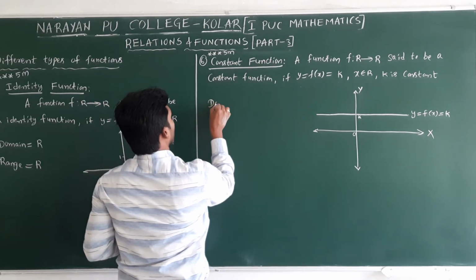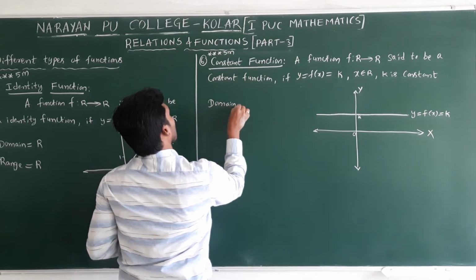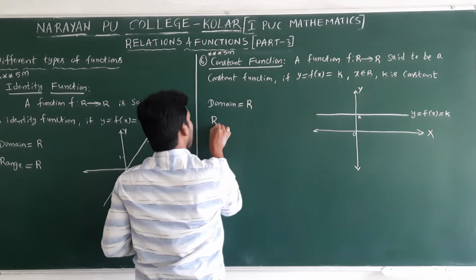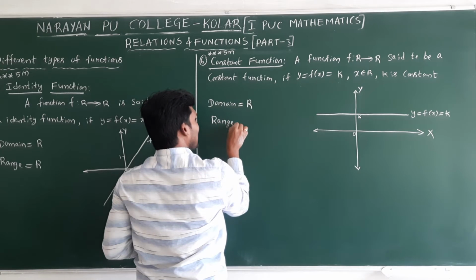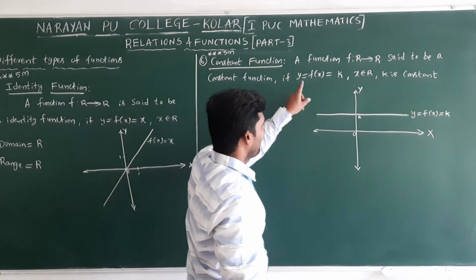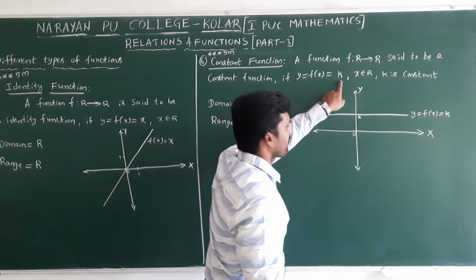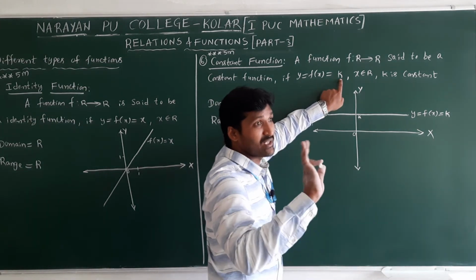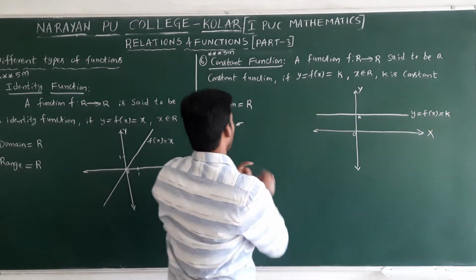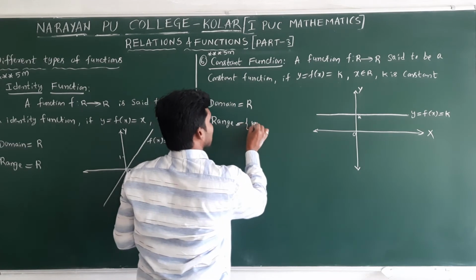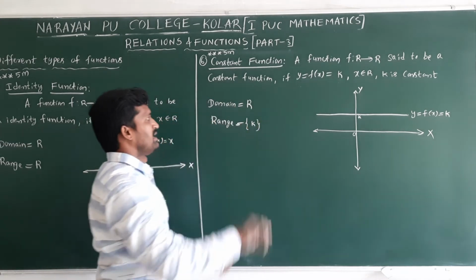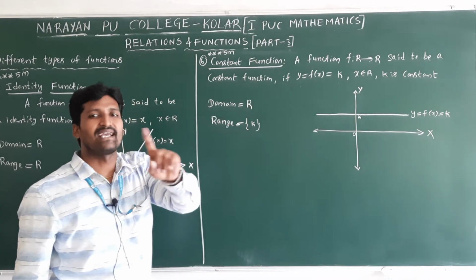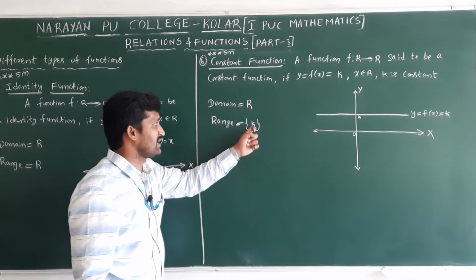Now, domain we need to write. Domain what? Real numbers. Range: just a single element. Whatever x value you take, y is fixed, because we can't replace it in the place of k, because the function is not in terms of x, just a constant. That's why the image is only a single element. So its domain is real numbers, range is only a singleton set. That is, k is the range.